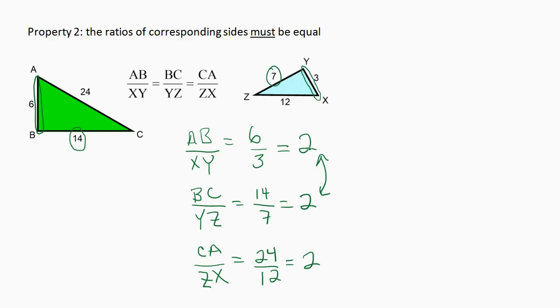Now these 2's all mean, really, that this triangle's side lengths are twice as long as this triangle's side lengths. And you can see that, right? 12 times 2 is 24. 7 times 2 is 14. 3 times 2 is 6. This triangle is twice as big as this triangle, in other words, in terms of a scale. So you can think of it that way.